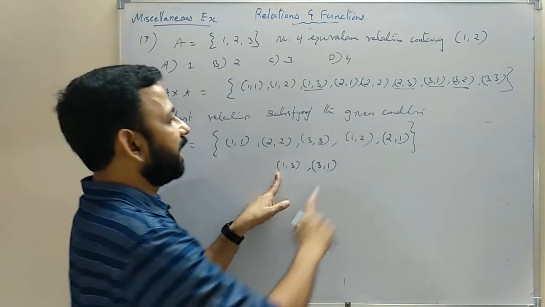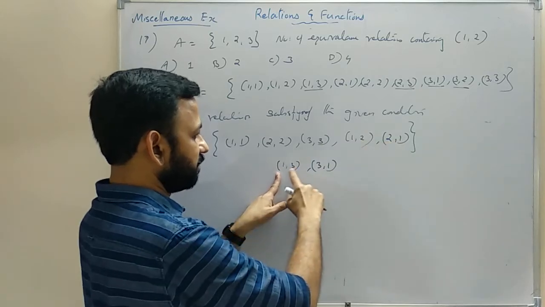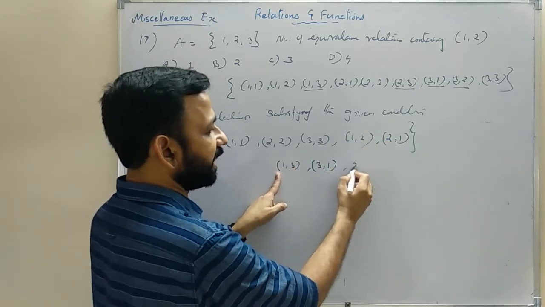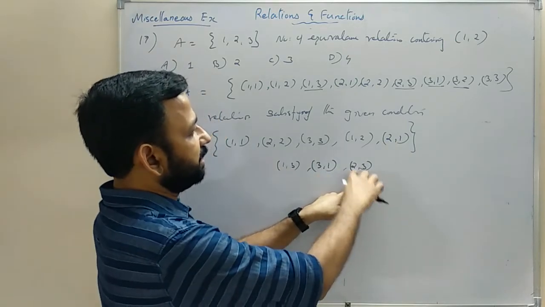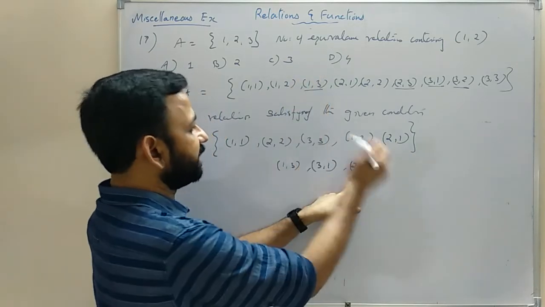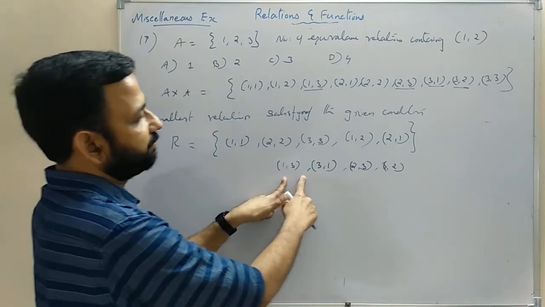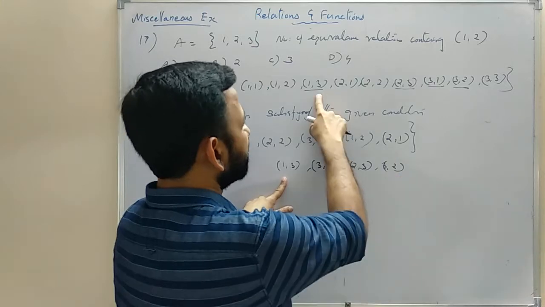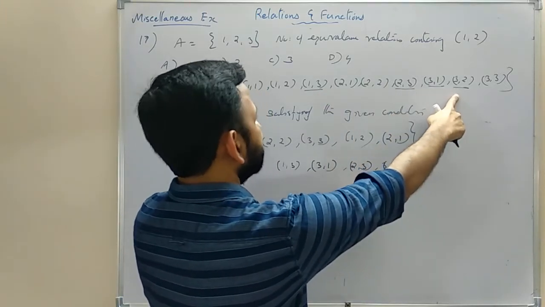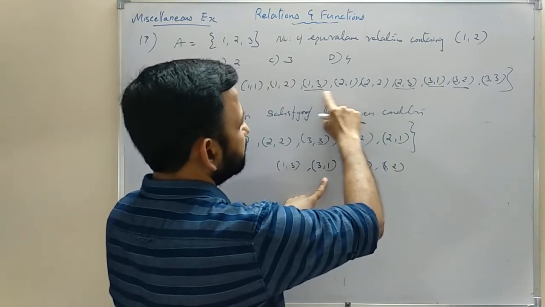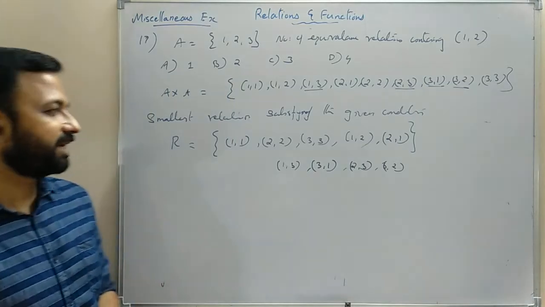And here (2, 1) is there, then (1, 3) is there, then (2, 3) should be added. If (2, 3) is there, then it should be symmetric, so we will add (3, 2). So if we add one of them, we need to add the rest of the elements. If we add (1, 3), (2, 3) should be there, then (3, 2) should be there, then (3, 1) should be there, then only it will be reflexive, symmetric and transitive.